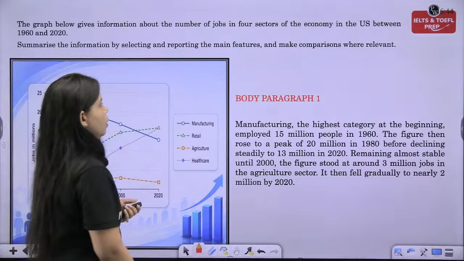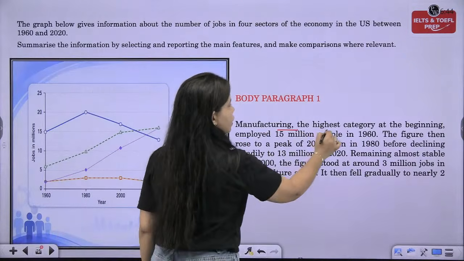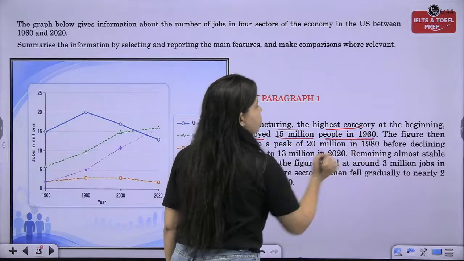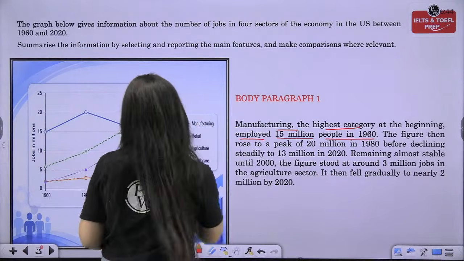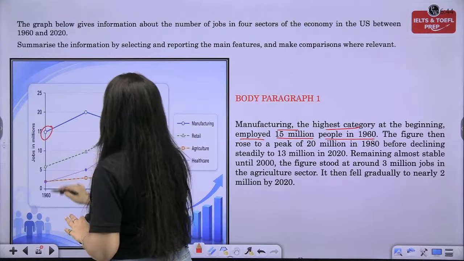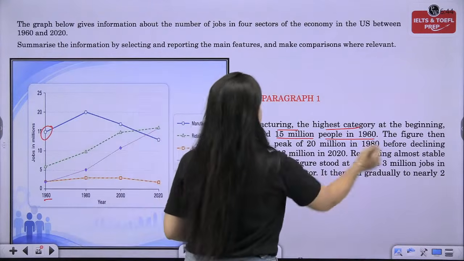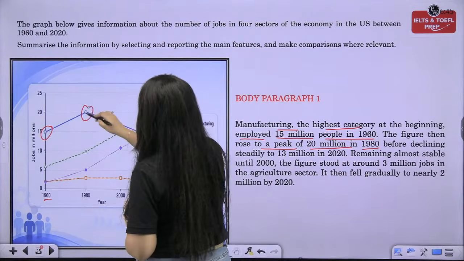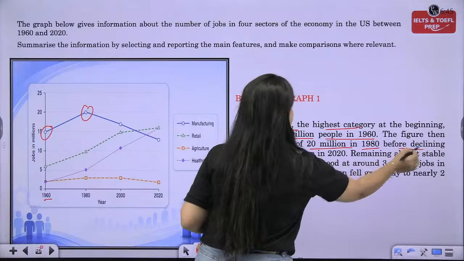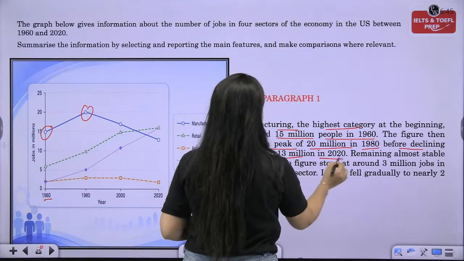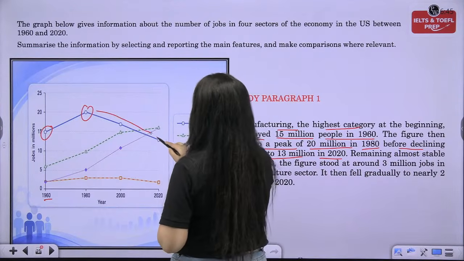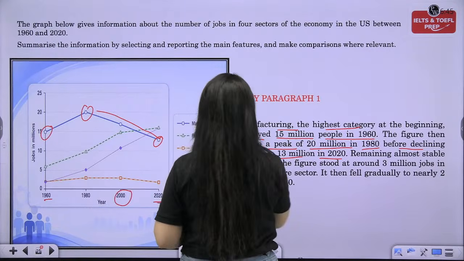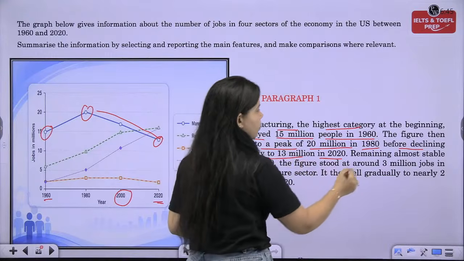Here you go. Body paragraph 1, manufacturing, the highest category at the beginning, employed 15 million people in 1960. So we are starting with just the beginning point of manufacturing. The figure then rose to a peak of 20 million in 1980, before declining steadily to 13 million in 2020. We did not mention the year 2000 and we are done with manufacturing.